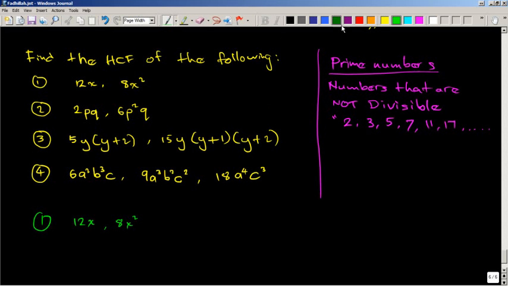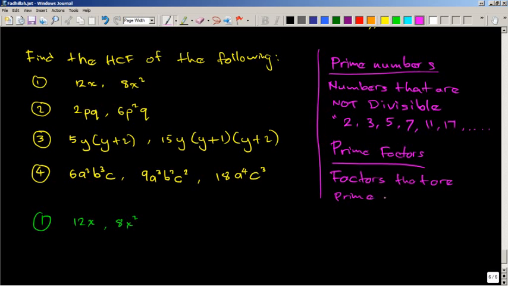So prime factors are factors that are prime numbers. Okay.